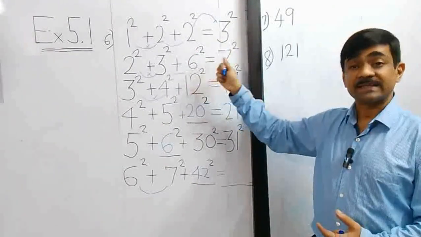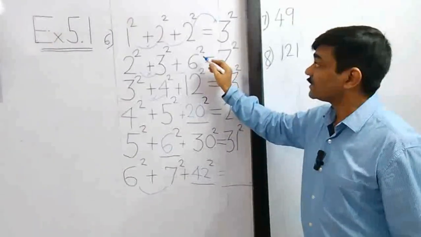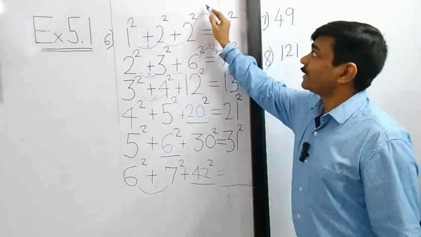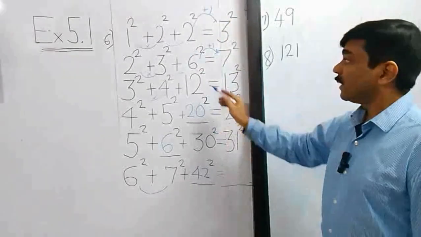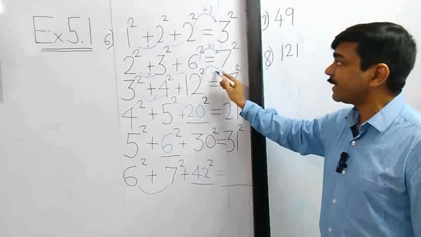6 plus 1 is 7. 2 plus 1 is 3. If I observe 6 to 7, I add 1. 2 plus 1, I add 1. What do I do over here? 12 into 13, again plus 1.